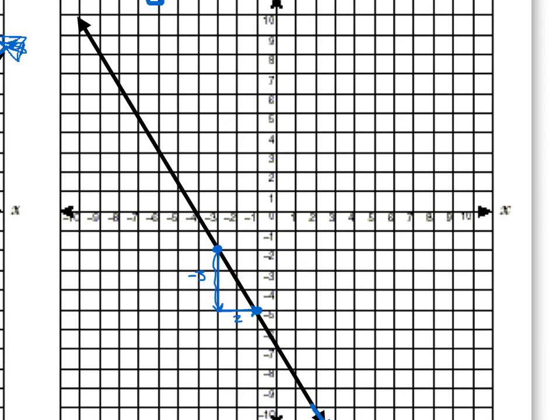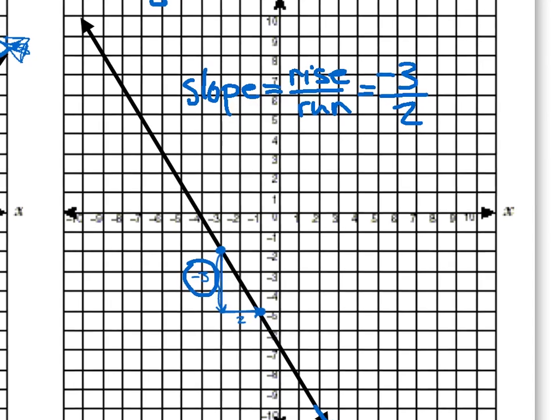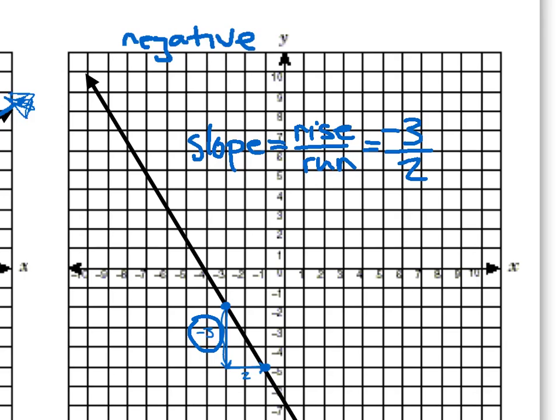Yes. So slope is equal to rise over run. My rise over here we wrote was -3, and my run was +2. I'll write it down.